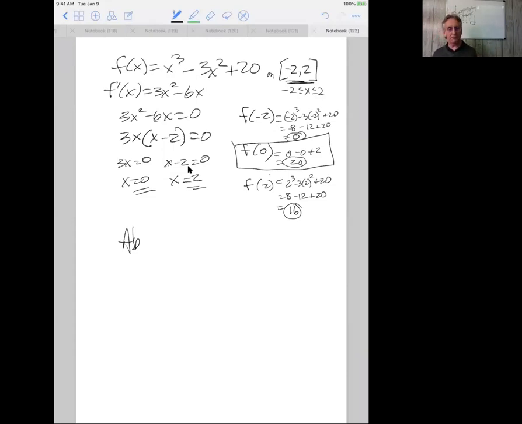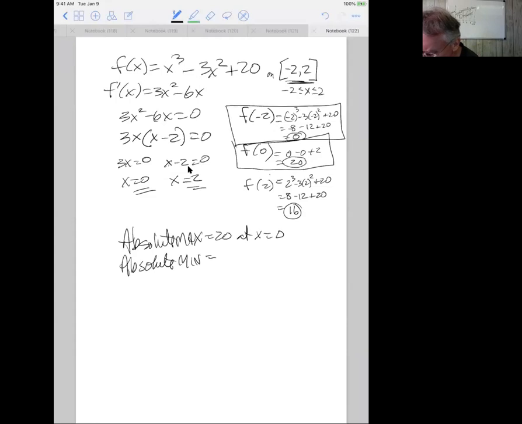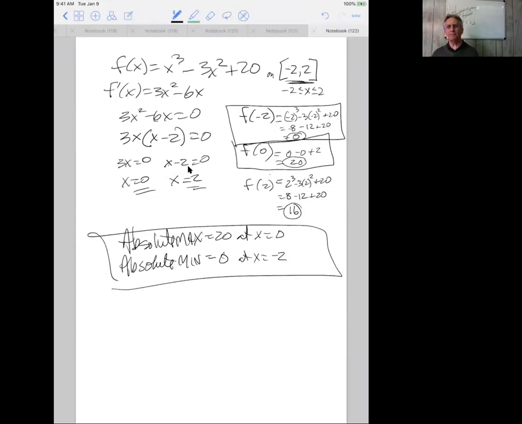That first function we were doing where I would find local max and min, it was going on forever. There was no limitations. It was an open interval, forever, infinity. This is limited. If it's limited, the extreme value theorem tells you there's got to be a max and there's got to be a min. So absolute max is the 20 at x equals 0, and absolute min equals the smallest number, 0 at x equals negative 2. Got it. Questions?